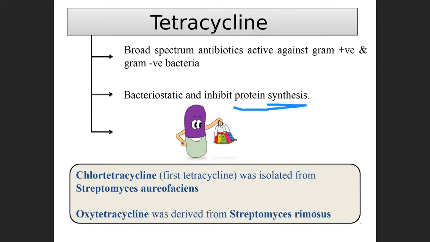The first tetracycline which was synthesized or isolated was chlortetracycline, and it was isolated from Streptomyces aureofaciens. Oxytetracycline was derived from another bacteria, that is Streptomyces rimosus. So these are the two important tetracyclines which are isolated from the bacteria Streptomyces aureofaciens and Streptomyces rimosus.